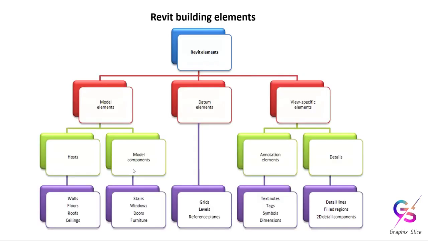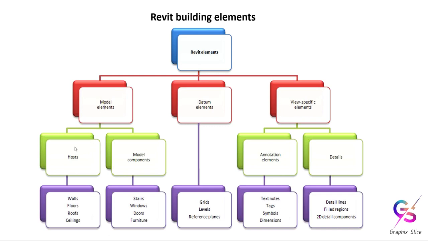Before starting any software, first we have to know about the process, the life cycle, how to start and how to work with the particular software. So in Revit elements we have three main categories. What are those? First one is model elements, then datum elements, and the third one is view specific elements.